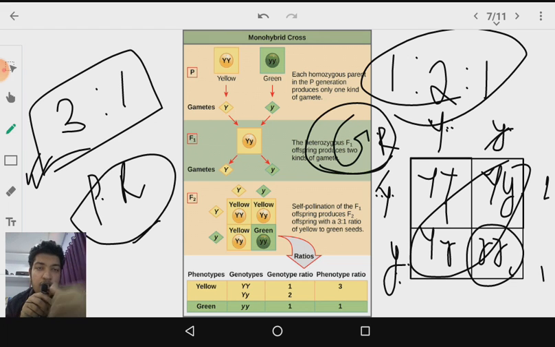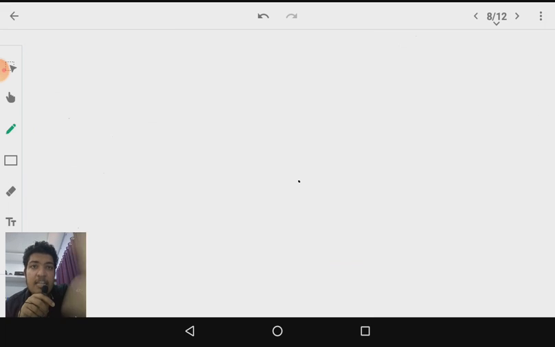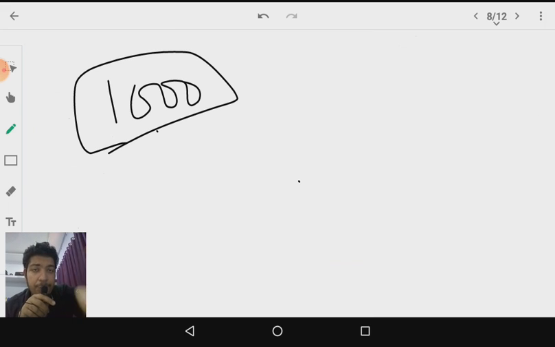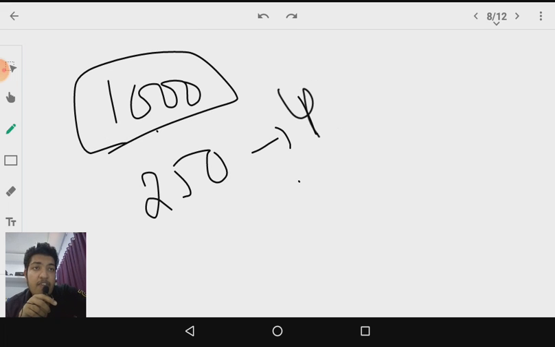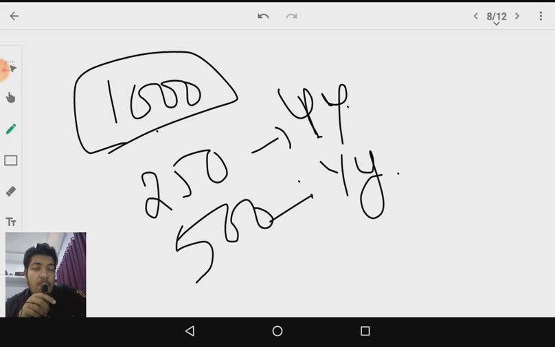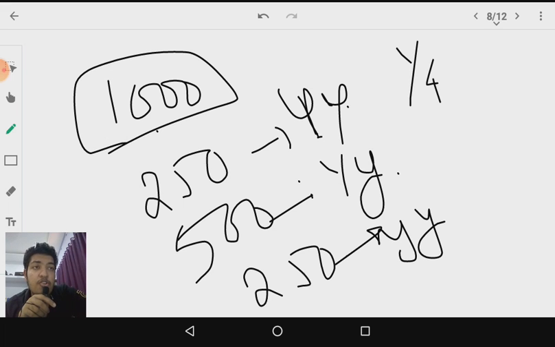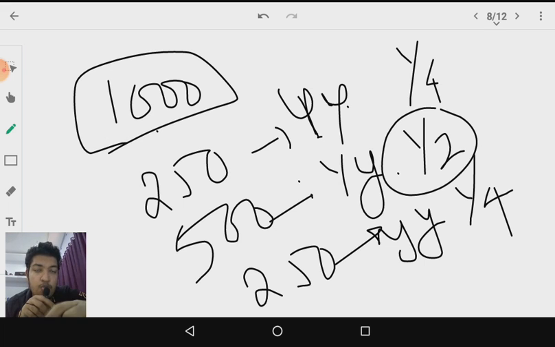Now what is the significance of this phenotypic ratio and genotypic ratio? Suppose you got 1000 organisms in a particular cross. In this, 250 are going to have capital Y, capital Y, 500 are going to have capital Y, small y, and 250 are going to have small y, small y, because we know that 1 by 4th is going to be dominant, 1 by 4th is going to be recessive, and the middle one, that is 1 by 2 or 2 by 4, is going to be the intermediate condition, that is capital Y, small y. So this is how we are using the ratios to find out the number of organisms which belong to each of the different genotypes.